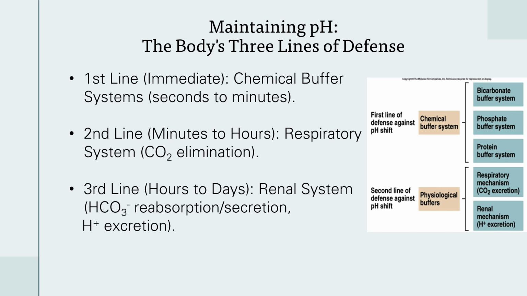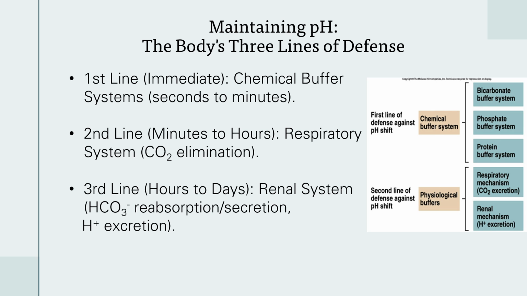So the first line of defense to maintaining the pH level within the optimal range is the chemical buffer system. That is the fastest as well. The second line is the respiratory system, basically involving the lungs, elimination or retention of carbon dioxide. And the third line takes the longest time, the renal system, basically controlling the level of bicarbonate ion and sometimes involved in excretion of excess hydrogen ion.